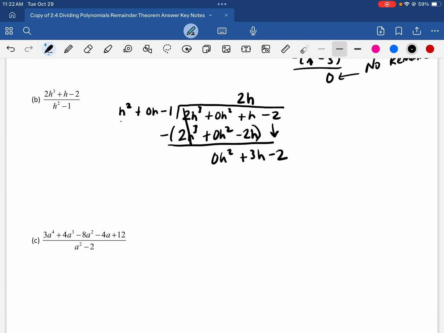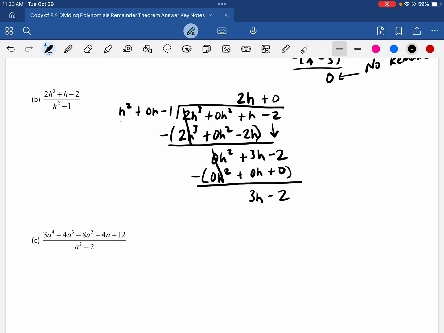And we're going to ask ourselves, what can I multiply by h squared to give me 0h squared? That would be 0. 0 times h squared is 0h squared. 0 times 0h is 0h. 0 times negative 1 is 0. And we subtract. Cancel. 3 minus 0 is 3. Negative 2 minus 0 is negative 2.